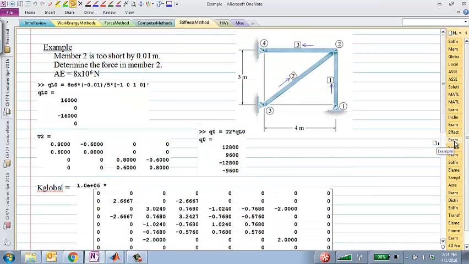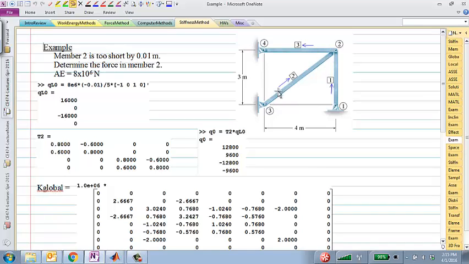So here we have this same truss, which is an indeterminate truss, as we pointed out last time, indeterminate to degree 1. Member 2, this guy, is too short by 0.01 meters, 1 centimeter. Determine the force in member 2, and AE and all those things are given. To solve this problem, there are no other external loads. There are no support settlements or anything like we had in the previous case.